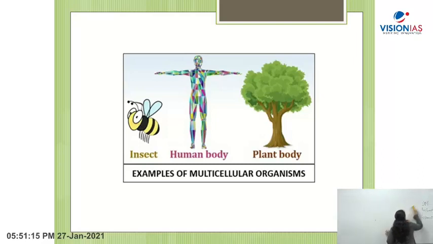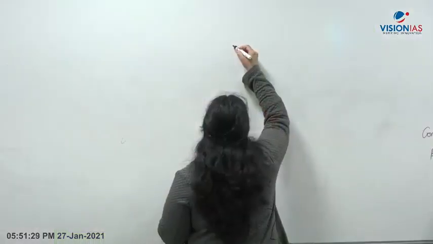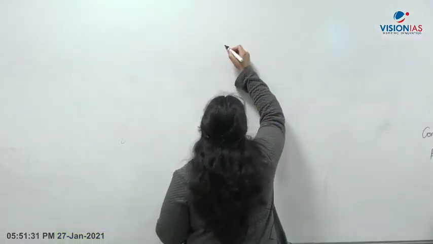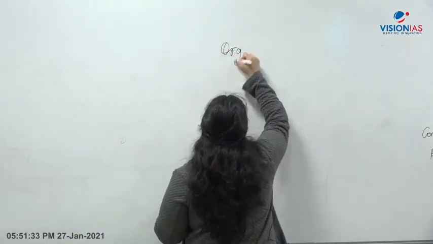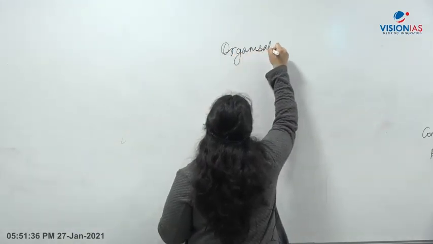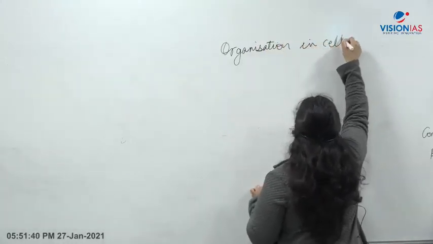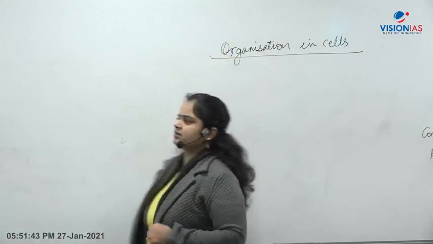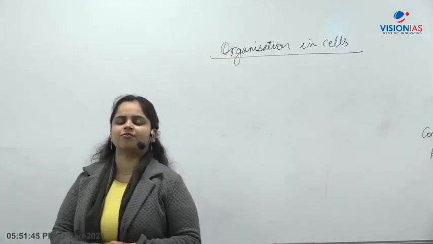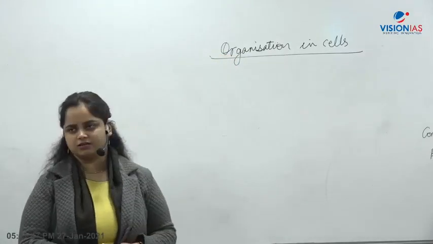See, a lot of detail is not needed in this portion, but you should have some idea because you will come across these terms at some places. So some idea you must definitely have. The next classification of organisms we are going to do based on the organization in cells. So inside the cells, how things are organized, that is going to be the basis of the next classification.